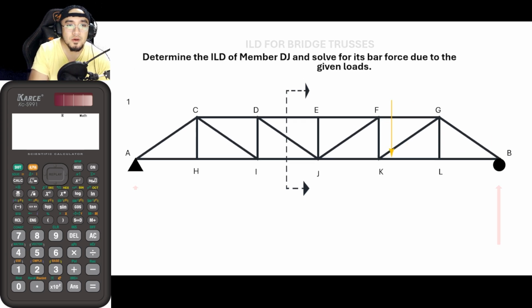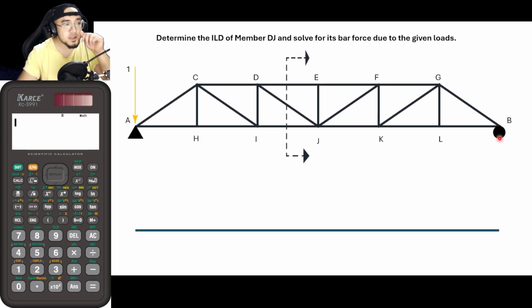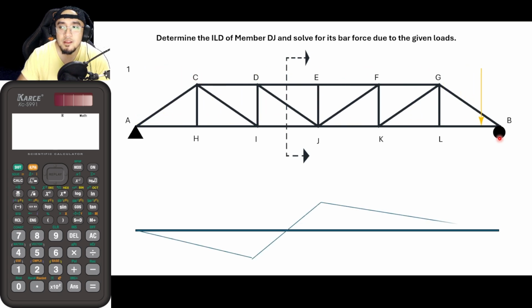So again, if this is the ILD, let me just show you what the influence line diagram for member DJ would look like. So it would now look like this.